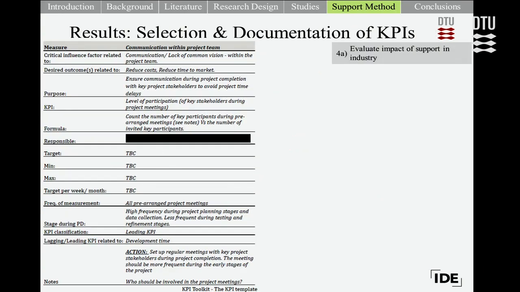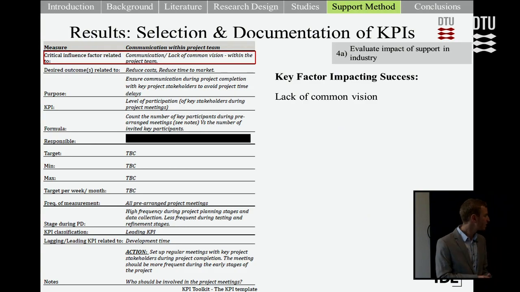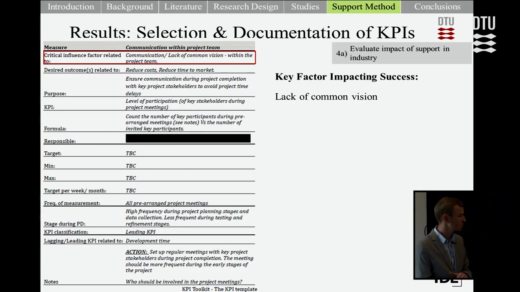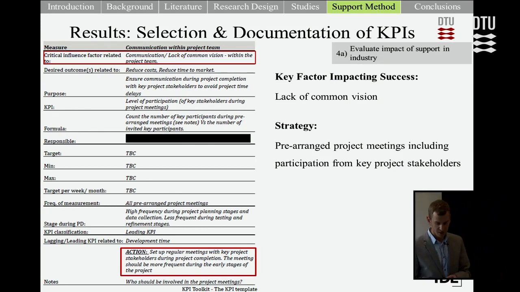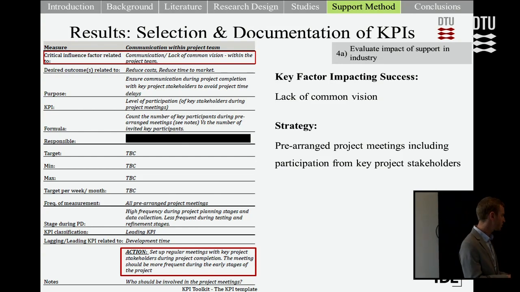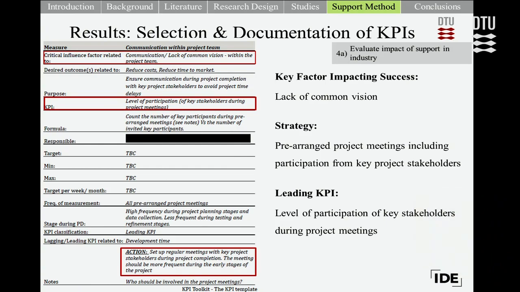Then after this, we move into phase 3, which is documenting the KPI. Here we developed a KPI template, which was based on some of the key themes identified by Neely in the performance measure record sheet. When filling this out, we identified the key impact factor, so this lack of common vision. Then they identified a strategy in order to reduce the impact of this lack of common vision. And then they developed a leading KPI which would avoid a lack of common vision in the project team and support creating this vision. And then they measured the actual impact this had on the project success in relation to product development time with the lagging KPI.